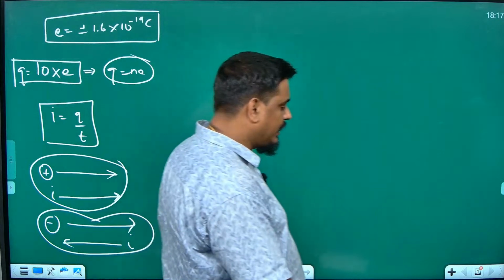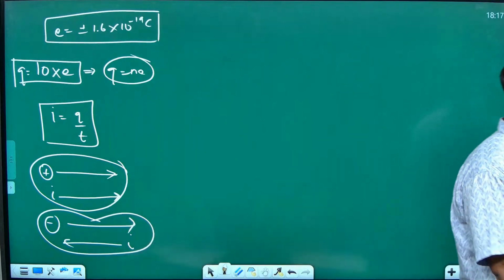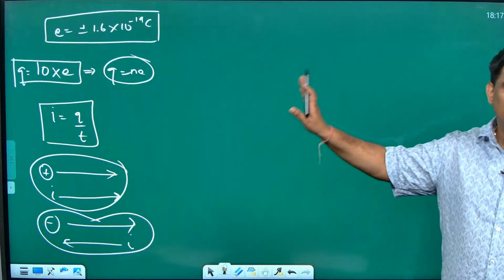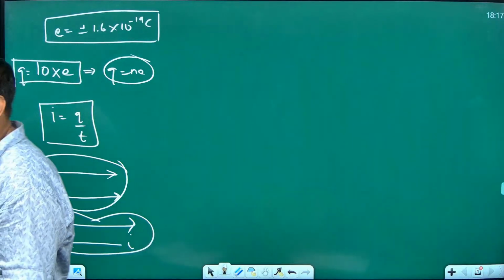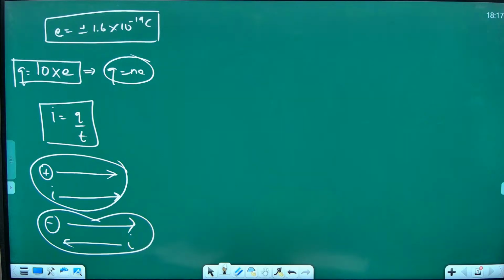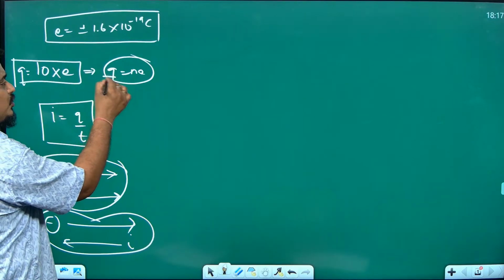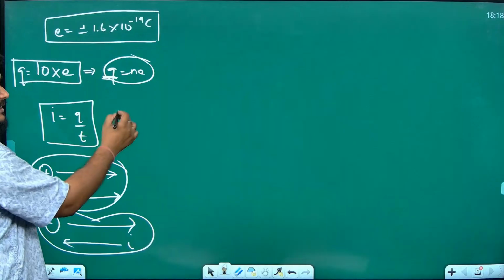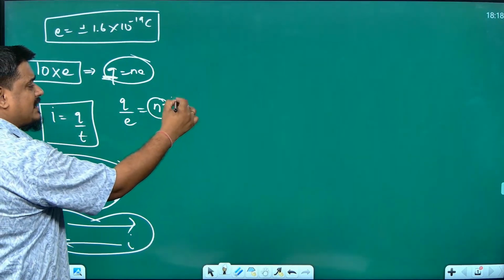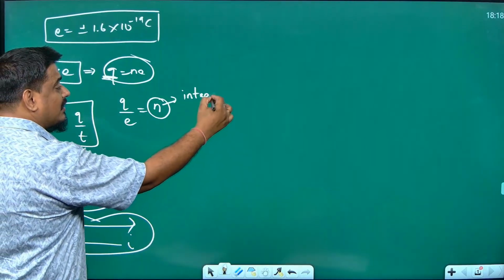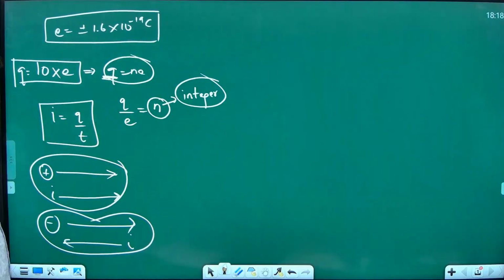Then I told you how the questions can be asked from this topic. First kind of question I said to you was, they may ask you whether this much charge is possible or not. They will give you Q and they will ask you whether it is possible or not. How will you check it? You will divide Q by E, what do you get? You get N, and if N is an integer, then that charge is possible.